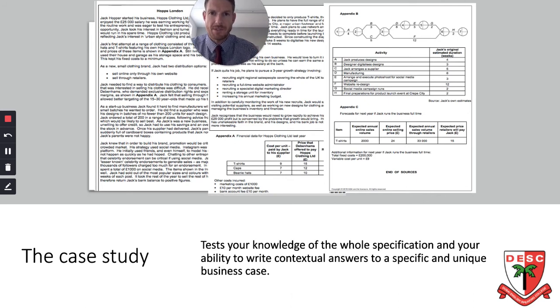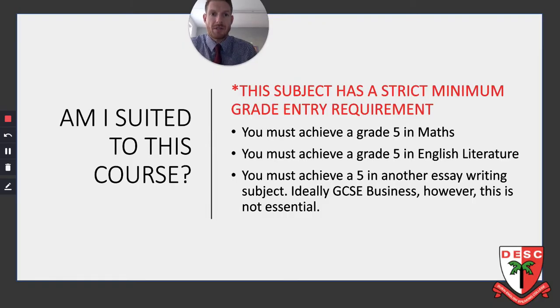So therefore, what does it take to become a top A-level business candidate? Well, we do have some strict entry requirements on the course. You must achieve a grade 5 in mathematics and you must achieve a grade 5 in English literature and another essay writing subject. Ideally, this should be GCSE business, however, it's not essential. History students, geography students, psychology students all make excellent business candidates.